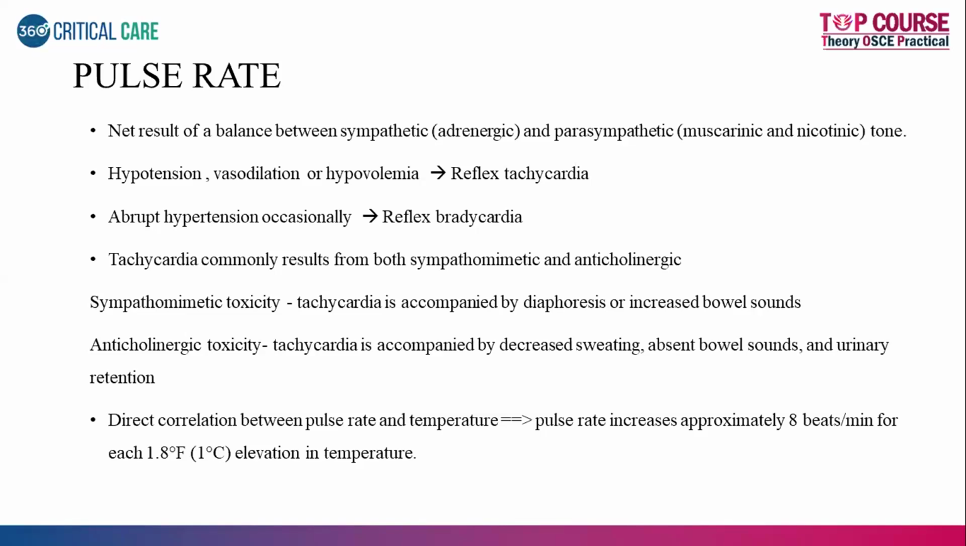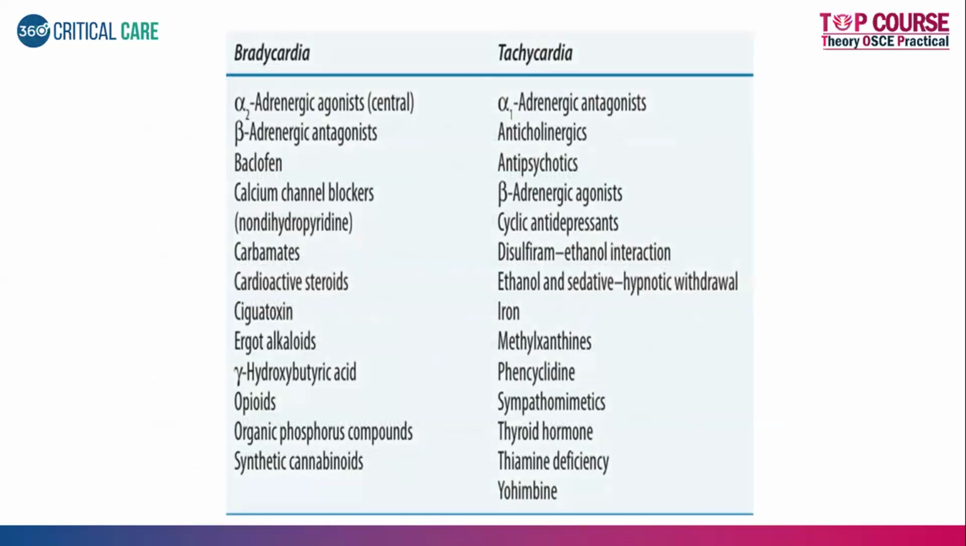Okay, and one more thing you need to remember is the relation between the pulse rate and the temperature, because certain drugs cause hyperthermia leading to increased tachycardia. The pulse rate increases approximately 8 beats per minute for each 1.8 degree Fahrenheit or 1 degree Celsius elevation in temperature. So now, examples of the same.